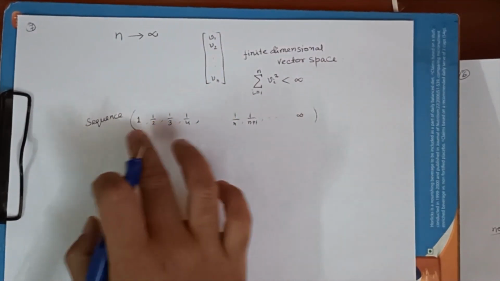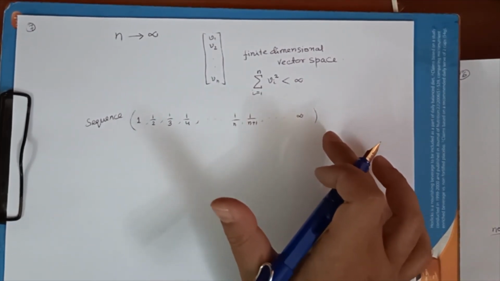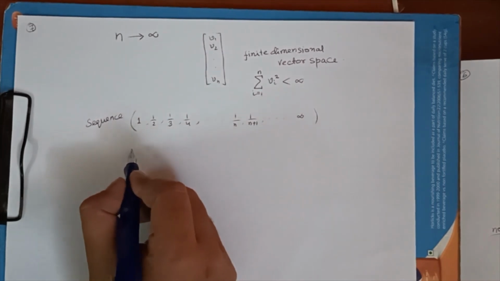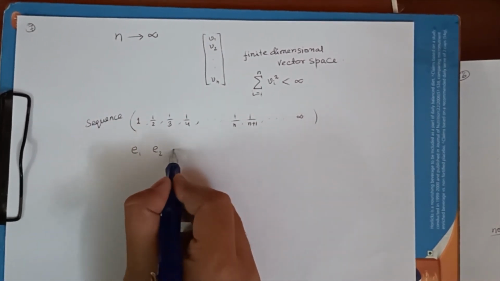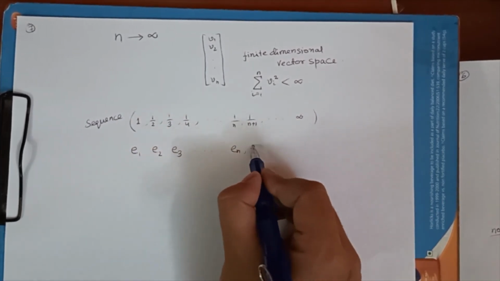Any representation of an infinite number of real numbers is a legitimate representation of an infinite dimensional vector. So how will an infinite dimensional vector space look? What will be the geometry? Will there be infinite orthonormal basis vectors? I don't know, but let us suppose that there is some system of infinite basis vectors like e1, e2, e3, and it goes on forever, en plus 1.